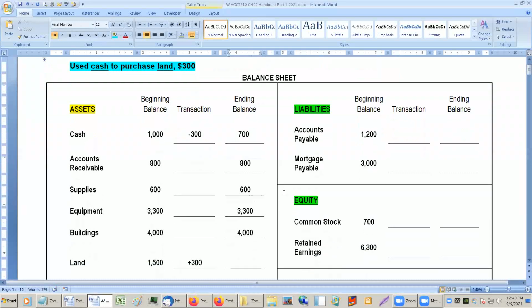So do we do our ending balance? We would do our ending balance now because the only thing that we used was that $300 for the land. Yep, and everything else will just carry over. So the cash and the land will be changed. Everything else is exactly the same. So land is now, we had 1,500, now we have 1,800.